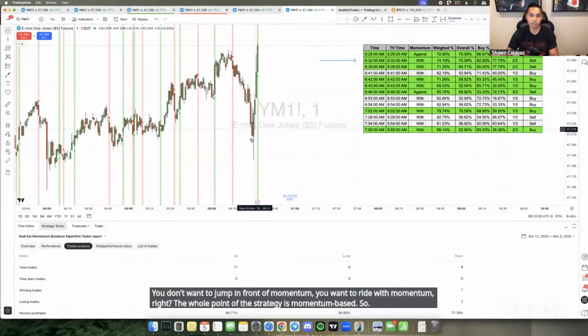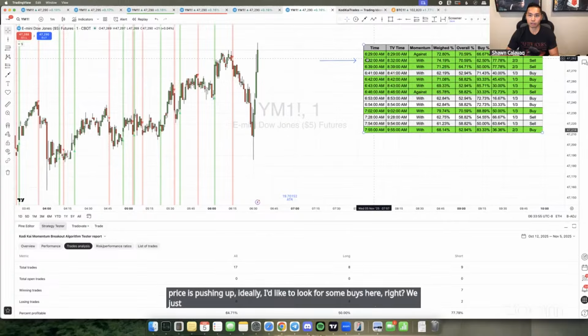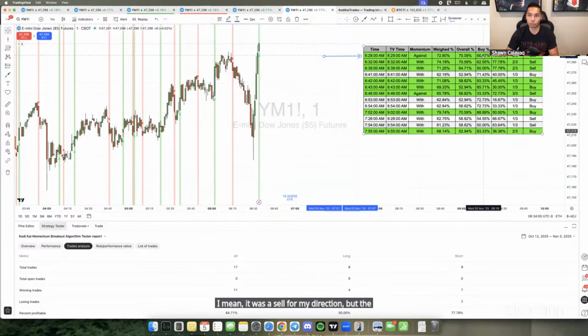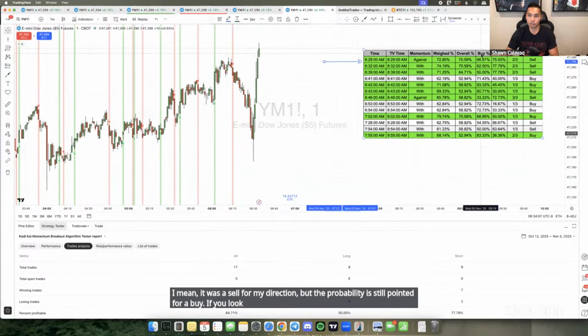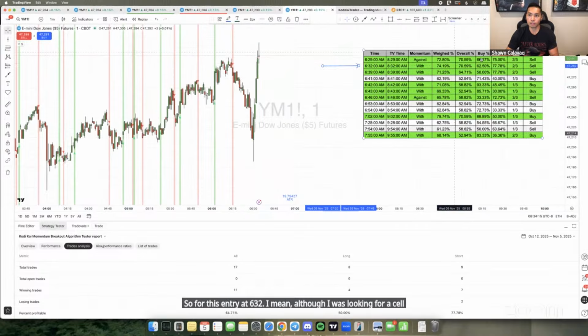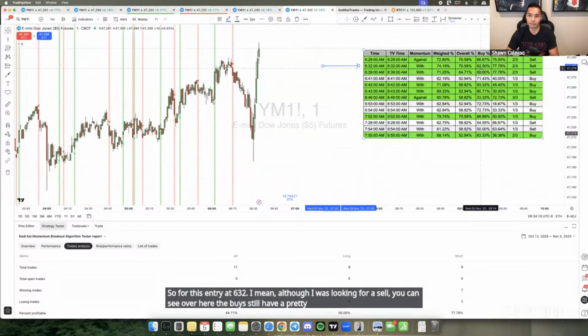So right now, if price is pushing up, ideally, I'd like to look for some buys here, right? We just don't have buys here right now. Everything here is kind of pointing towards a sell. 629 was a sell. I mean, it was a sell for my direction, but the probability is still pointed for a buy. If you look over here at the probabilities between buy and sell, they're still pretty high, right? So for this entry at 632, although I was looking for a sell, you can see over here the buys still have a pretty high probability. It's at 62.50 and the sells were at 77.78.